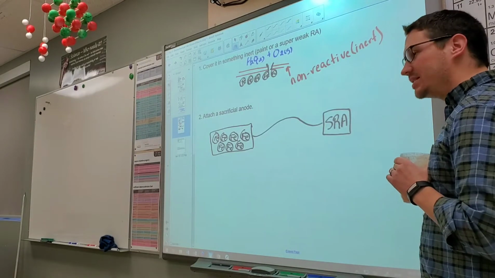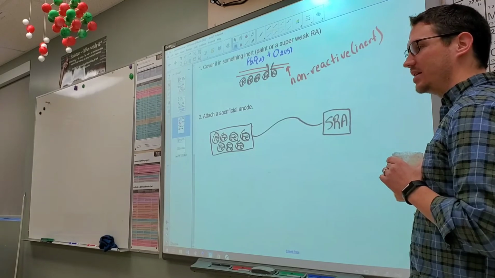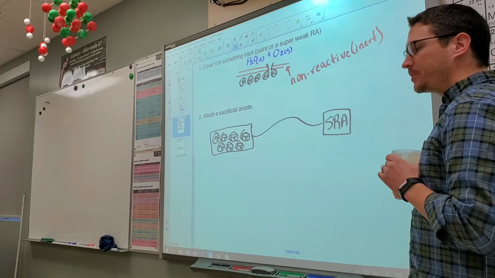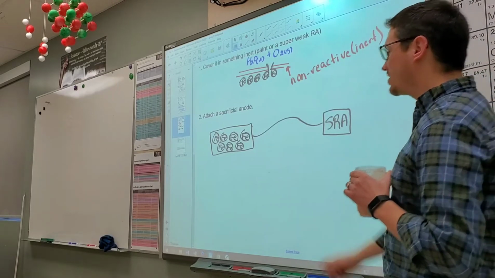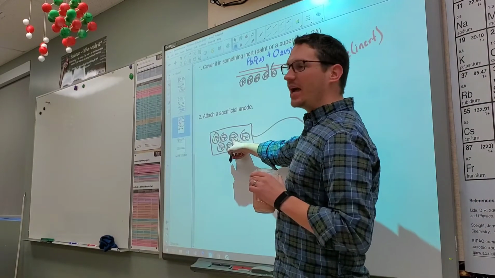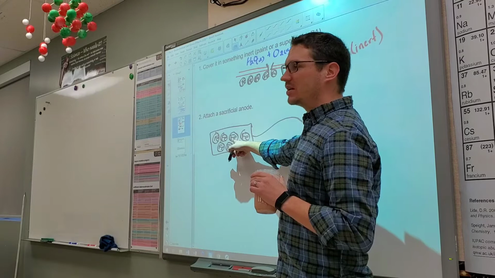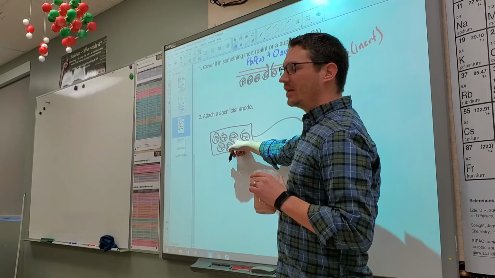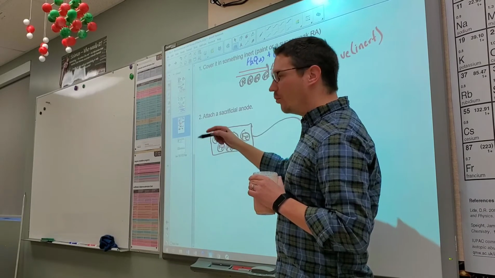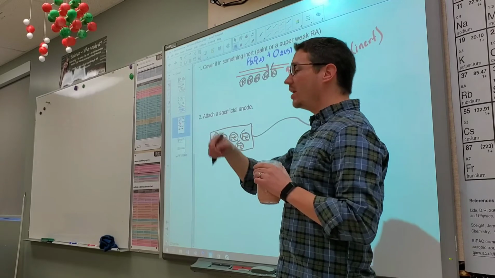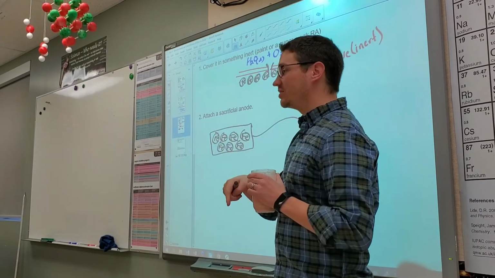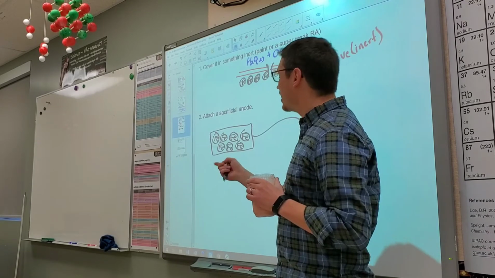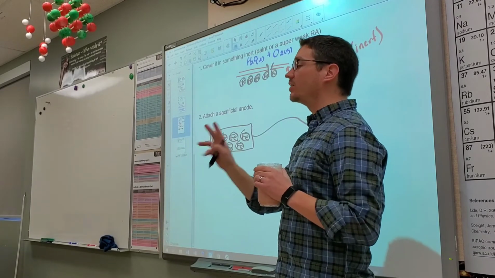Why could we attach it to a stronger reducing agent? Okay, I'm hearing some pretty good things. What's going to happen the moment this iron oxidizes? What's it going to turn into? Rust. Okay, but what is iron Fe solid going to turn into? Iron oxide. Yeah. But most importantly, iron 2 plus.